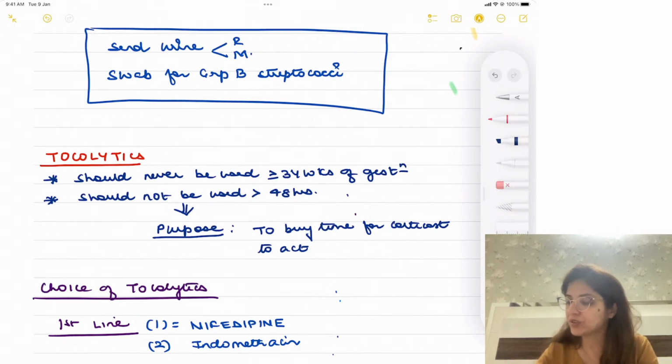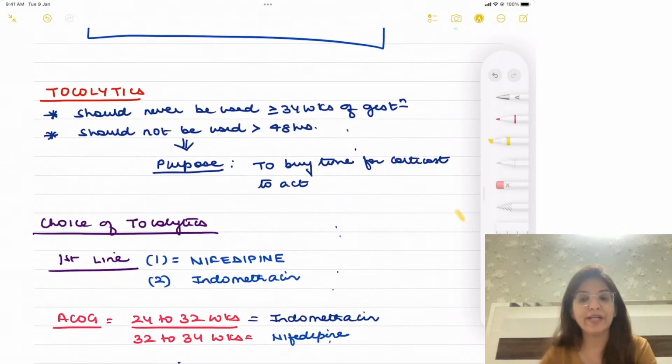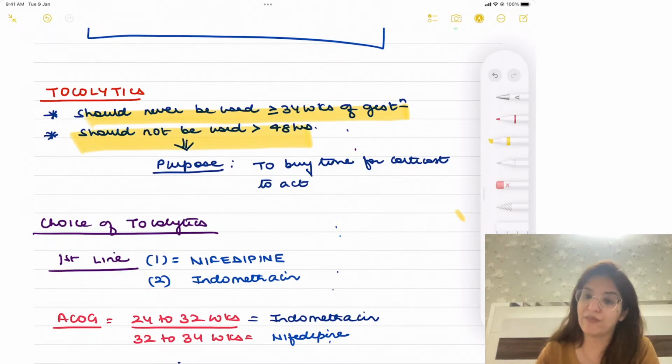So, this is for all the PG residents. Now, tocolytics, number one important point is tocolytics should never be used for more than or equal to 34 weeks of gestation. So, beyond 34 weeks, you are never going to use tocolytics, number one. Number two, tocolytics should not be used for more than 48 hours.